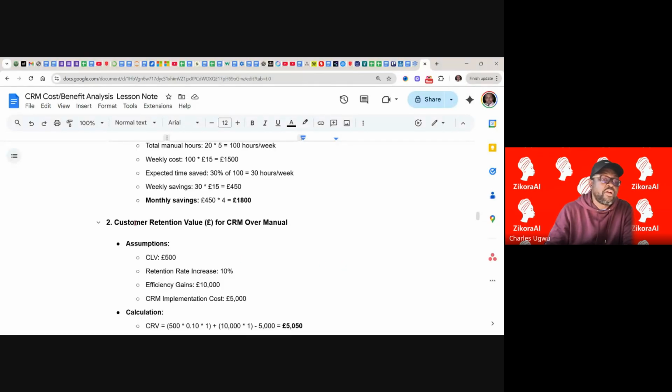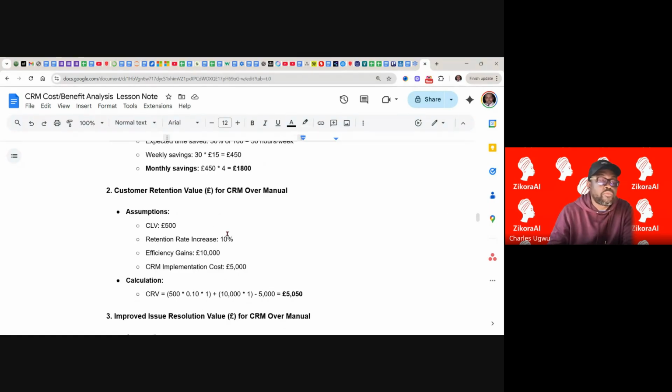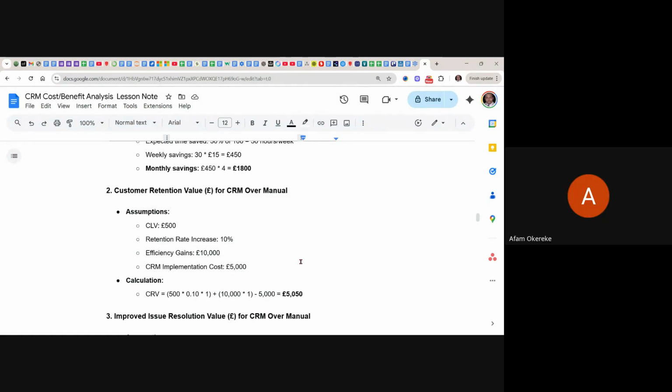So here we have customer retention value for CRM over manual. Here the assumption: CLV, as customer lifetime value, let's say is 500, and the retention rate is 10, and the efficiency gain is 10,000, and the CRM implementation cost is 5,000.